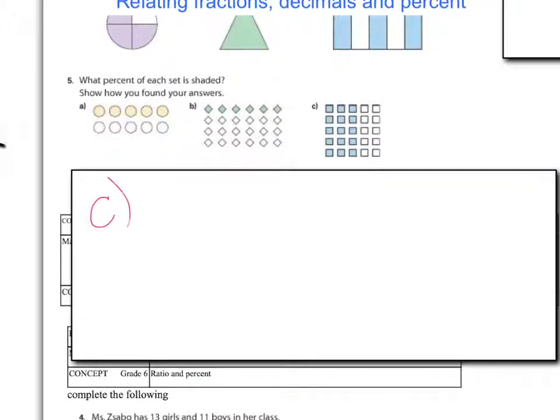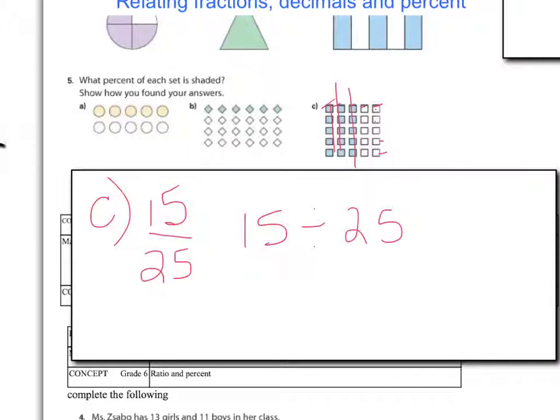And last we have C, and we have 1, 2, 3, 4, 5 by 1, 2, 3, 4, 5, which means 25 is my total, 5 times 5. And I have 3 rows, 5, 10, 15, so 15 out of 25 is my fraction. I'm going to use division. I'm going to go 15 divided by 25. And again, this is where my calculator comes in handy, which leaves me with 0.6. Again, I can't make that 6%. It has to be into the hundredths place, so it's out of 100. So I'm going to add that 0 in. Means it becomes 0.60, which makes it 60%.